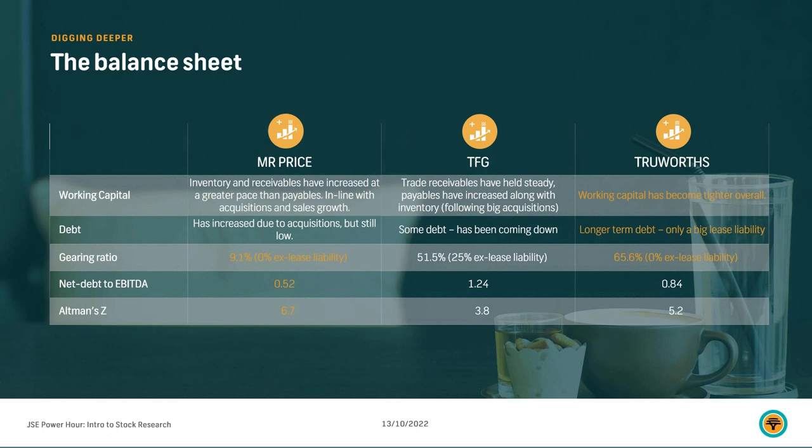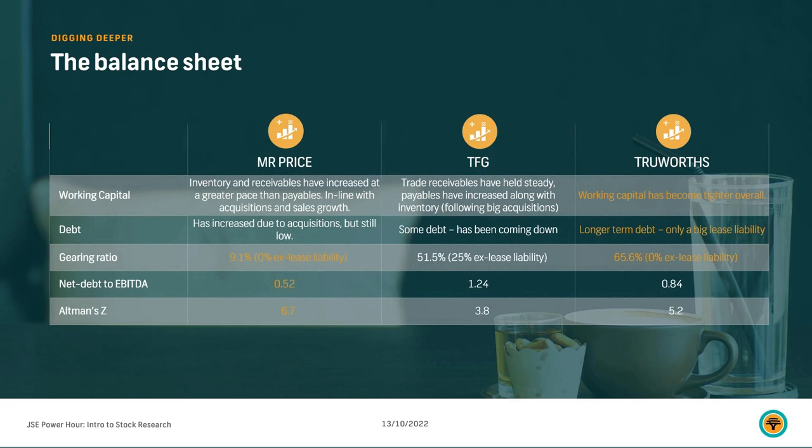And then there's a nifty figure called the Altman Z, which you can find freely. It's a very complicated calculation, but basically, if it's over 2, the company's safe. You don't want to invest in a company with an Altman Z under 2, because that means that the probability of them going bankrupt is quite high.